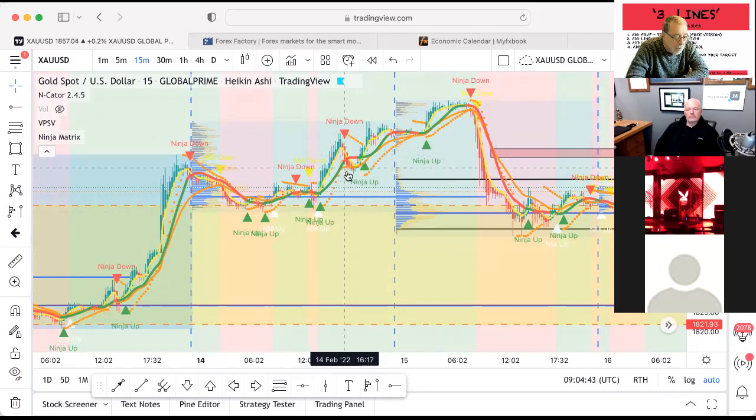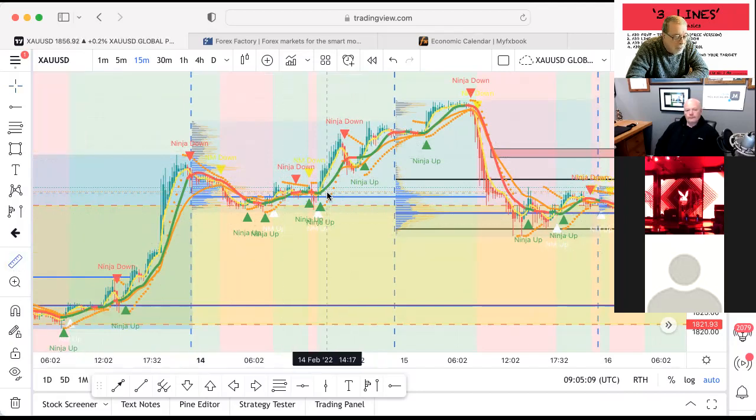Jeff would contradict what I've just said. Jeff would say, hang on a minute, you've still got a green Ninja Matrix, so trust the matrix and stay in. I'm a bit less secure in that situation, so I would have got out at that point there, and that would have been, just very roughly, 145 pips.